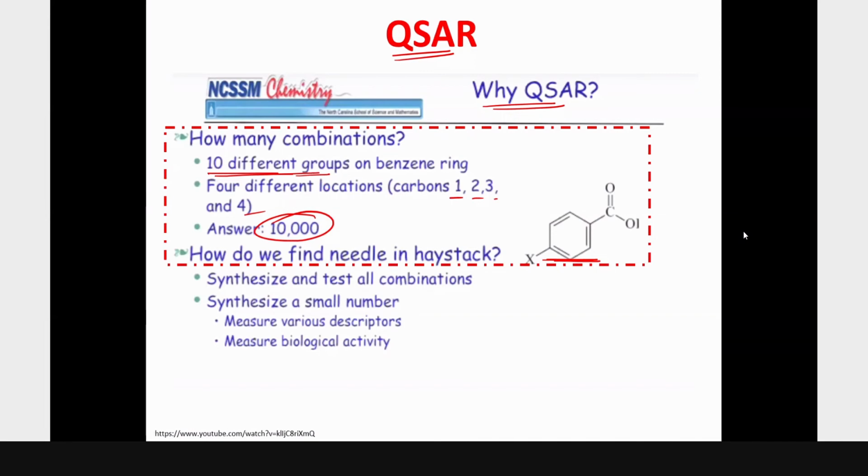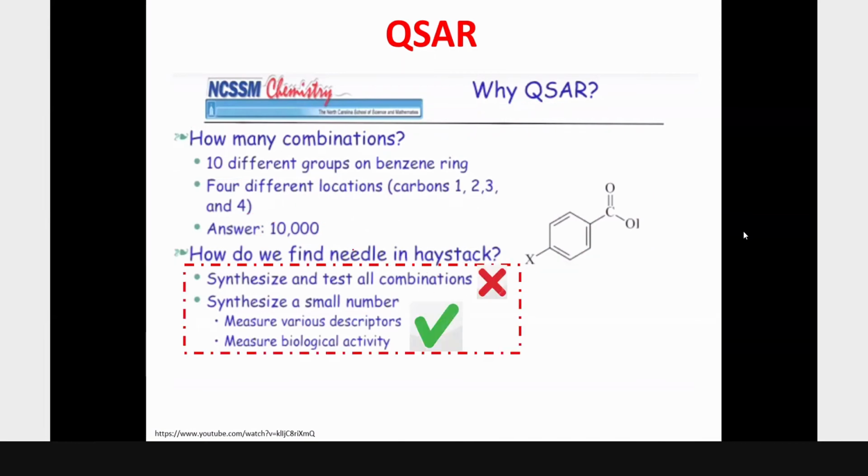So how to find the needle in the haystack, meaning how to find the best possible compound for your particular study? You have this option: synthesize and test all the combinations. Like in the lab, you would go and synthesize all these 10,000 compounds and do all the studies with them. Okay. So we said this is not possible.